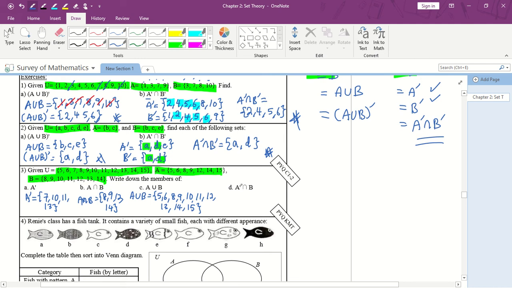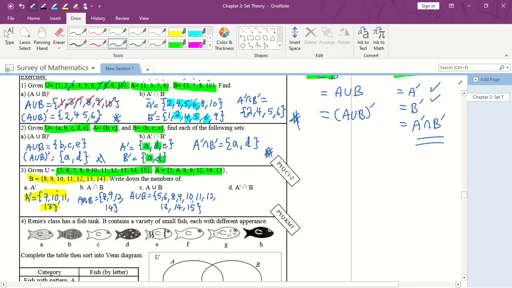And the last, A prime intersect B. So what is A prime? We found it, right? A prime is here. Okay, look here, A prime. And what is B? Your B is here. So now we need to find the intersection.